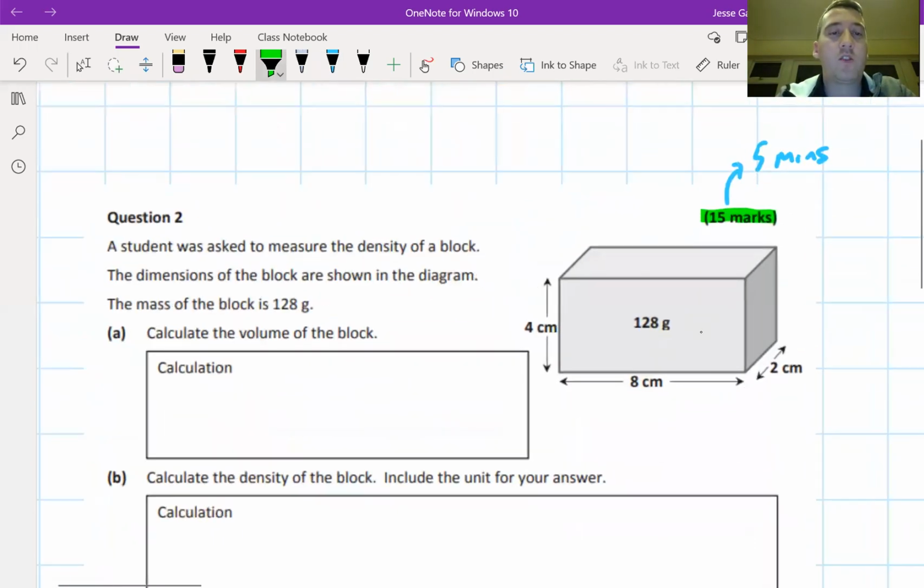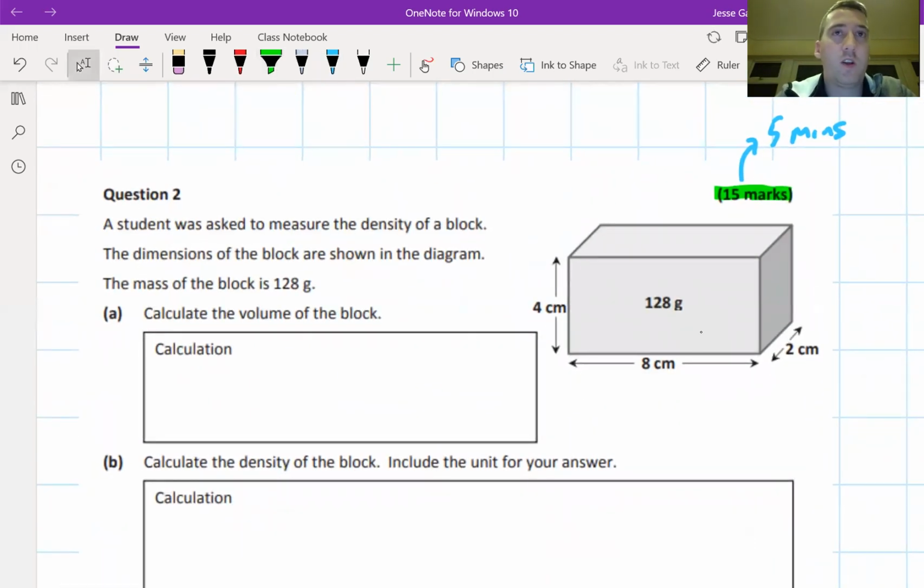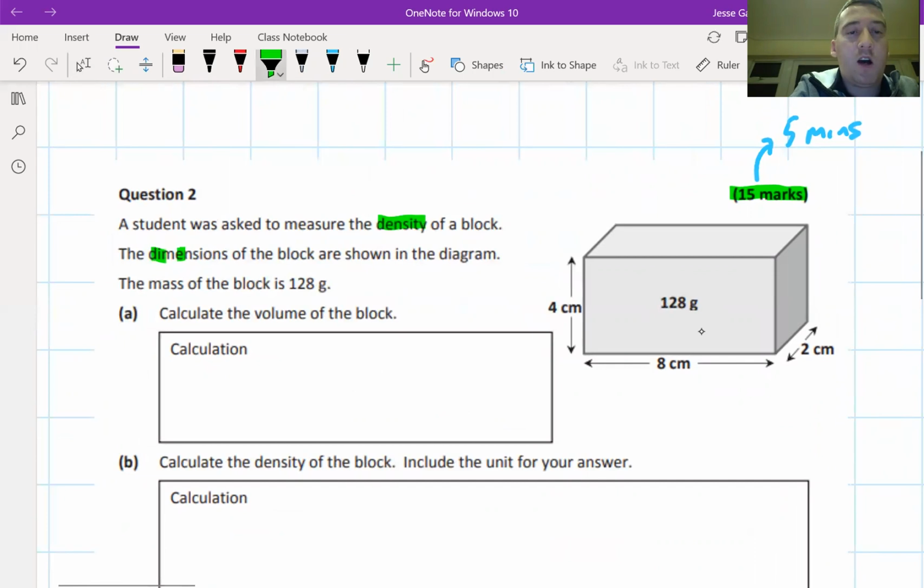All right, so let's read the question. First of all, question 2. It said a student was asked to measure the density of a block. So it's a block, asked to measure the density. The dimensions of the block are shown in the diagram. So here's some important information. There's information we need to know in the diagram.